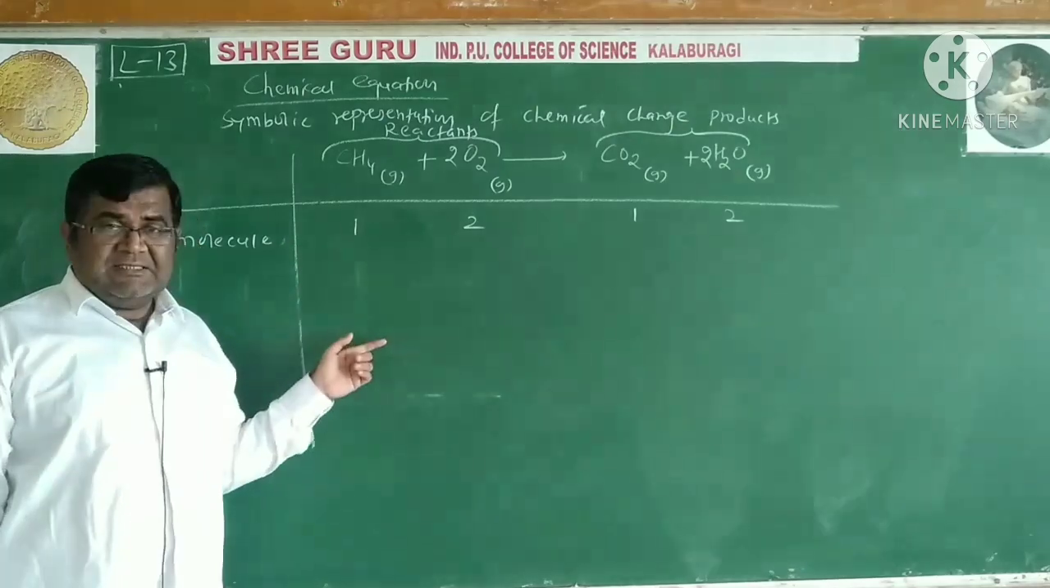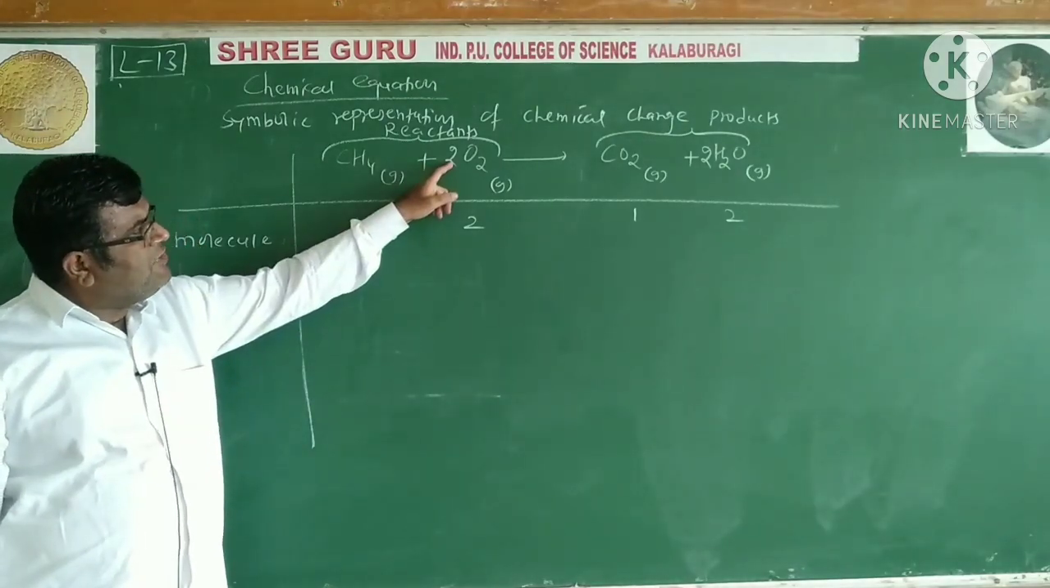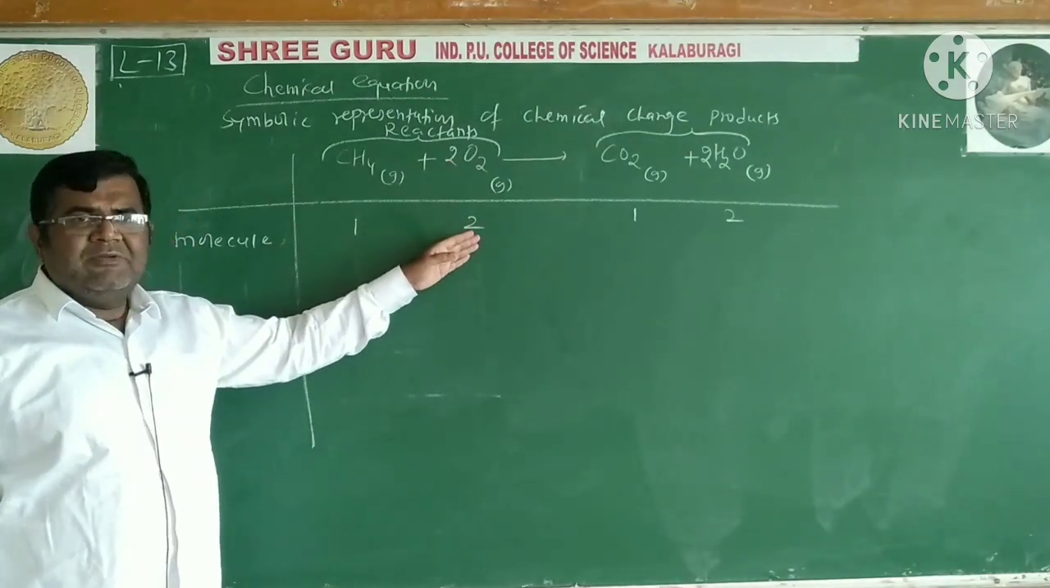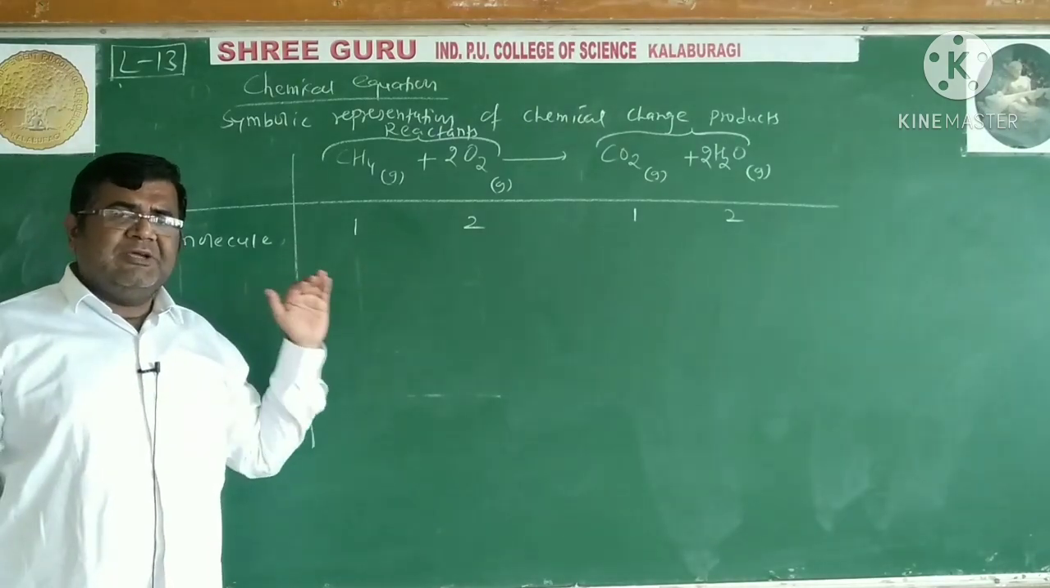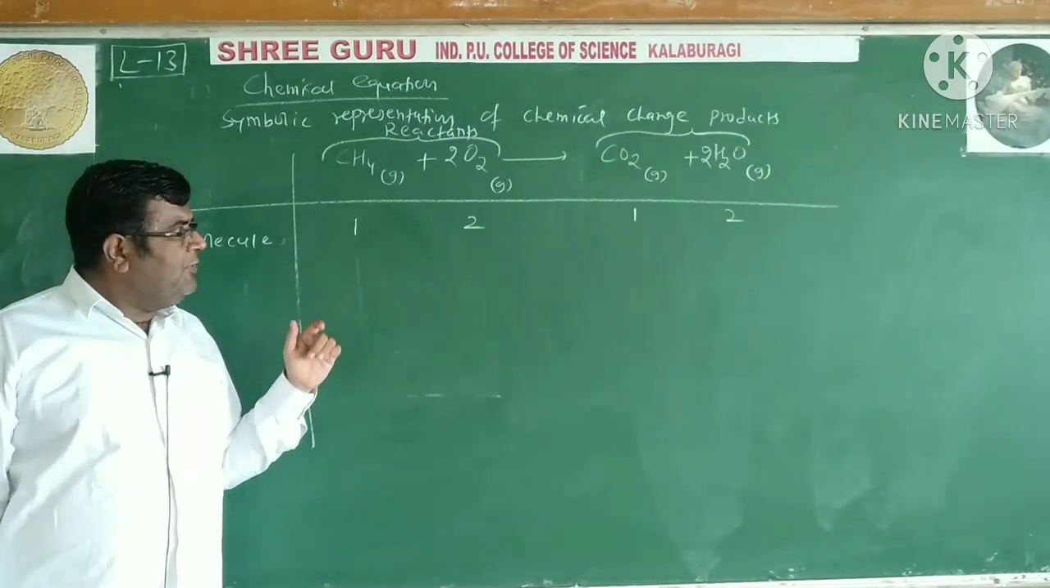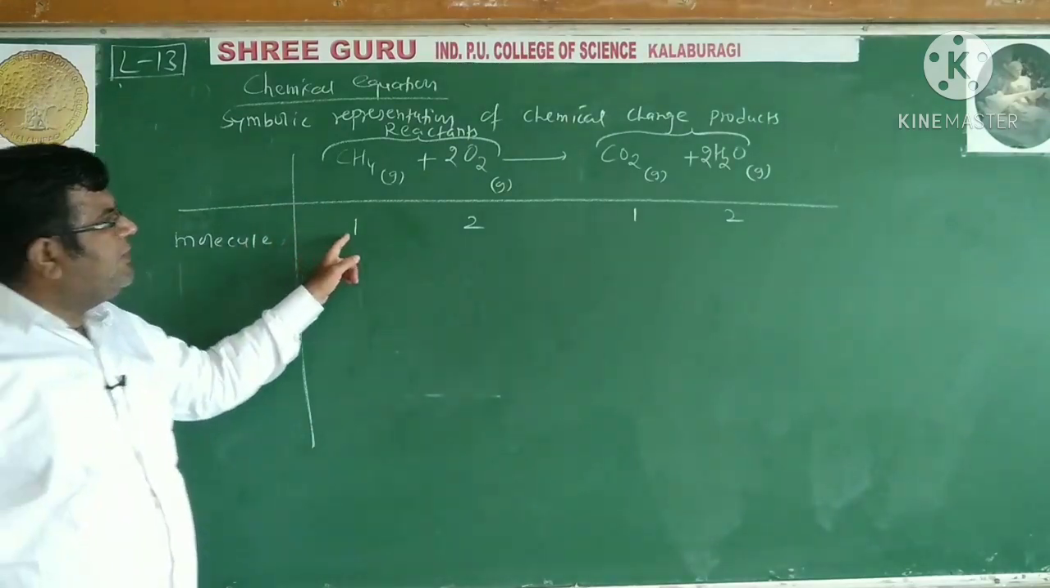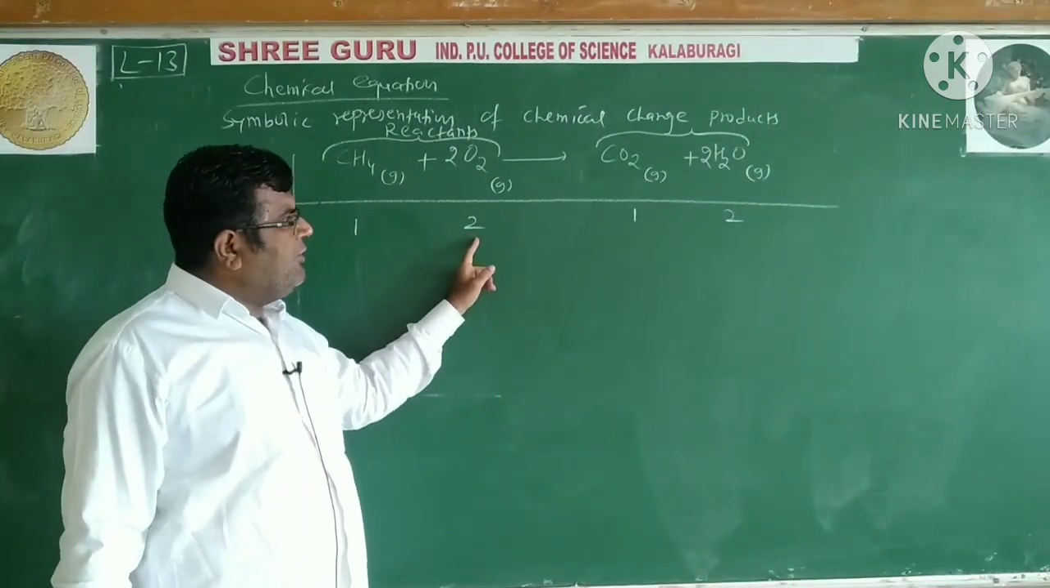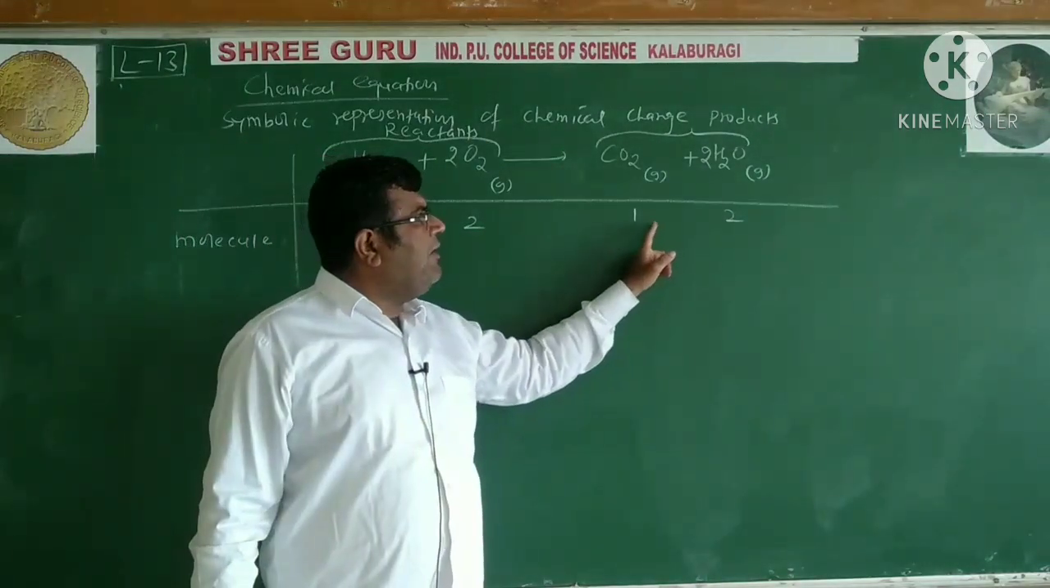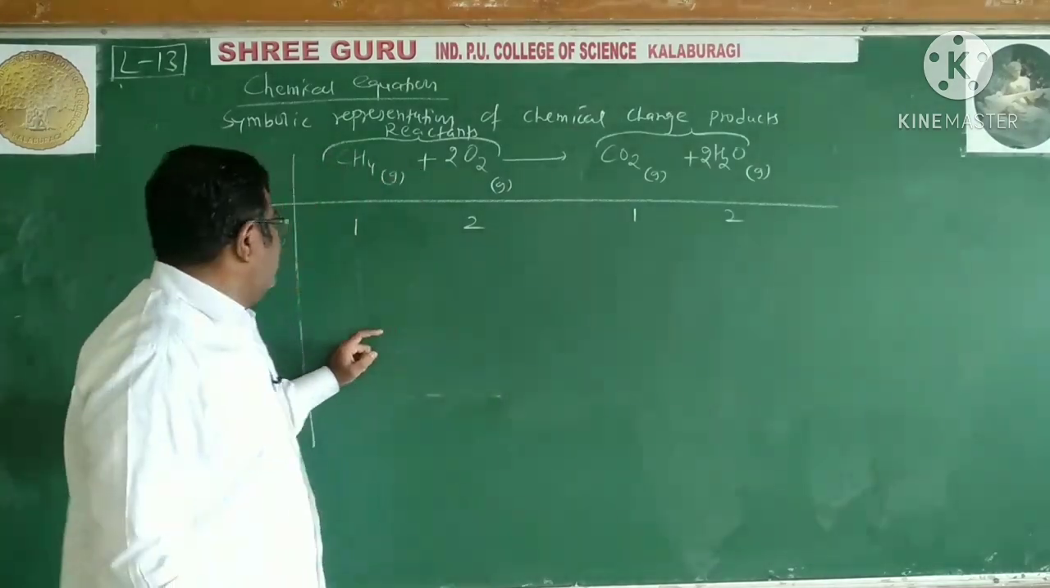If it is not balanced, if this 2 is not there, it will give us wrong information. So that's why the equation should be balanced first. So it means one molecule of methane combines with two molecules of oxygen to form one molecule of carbon dioxide and two molecules of H2O.